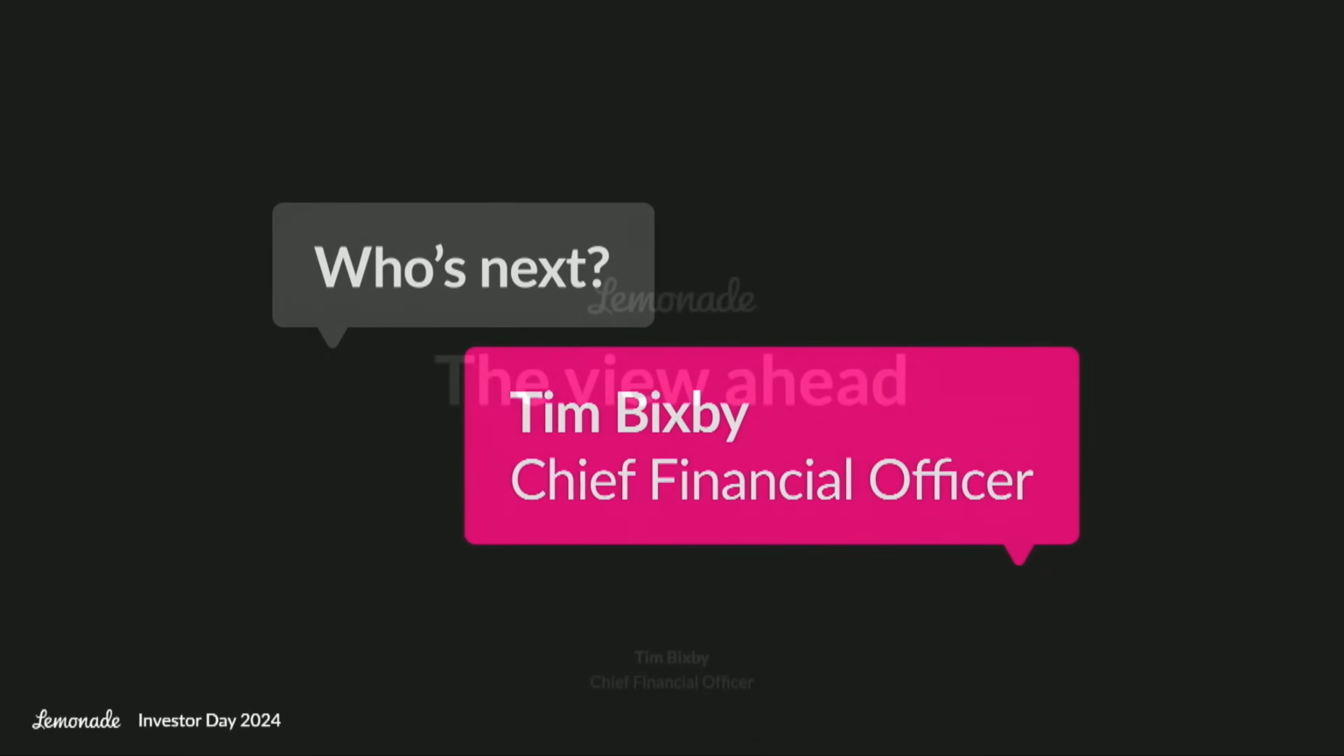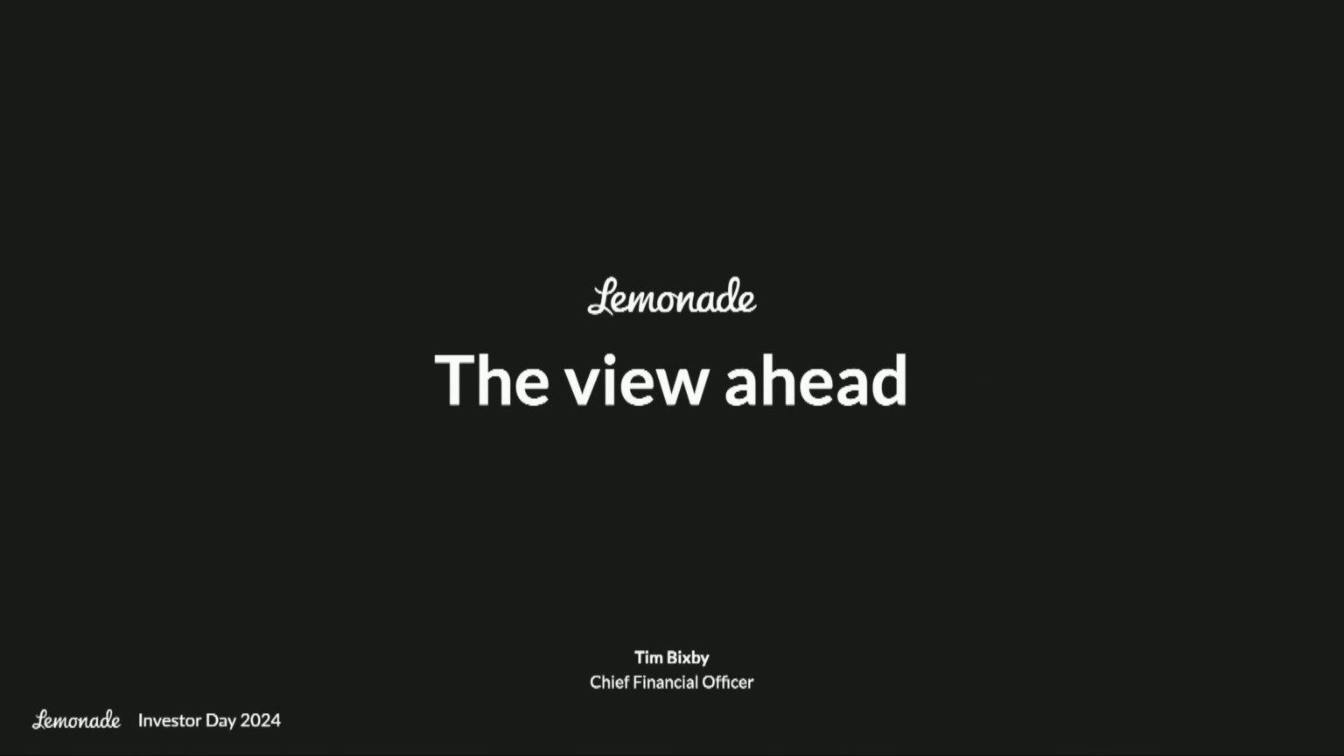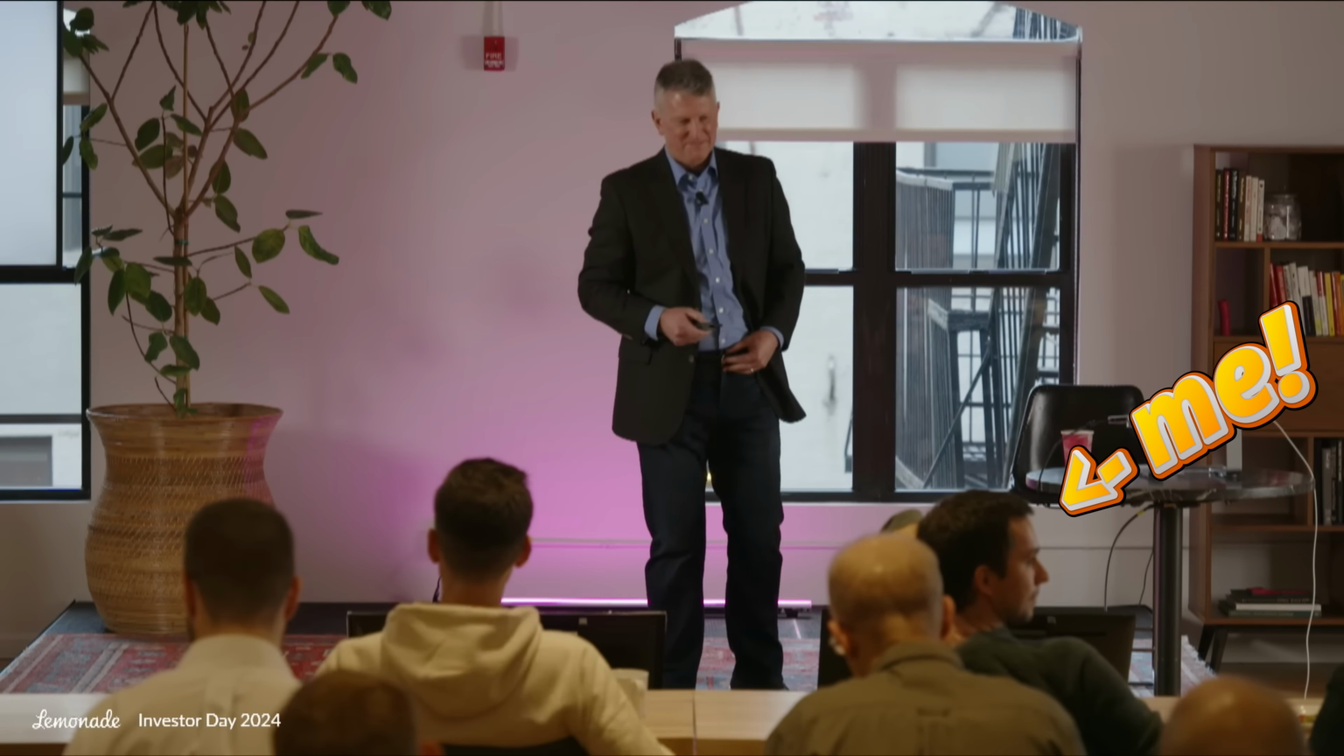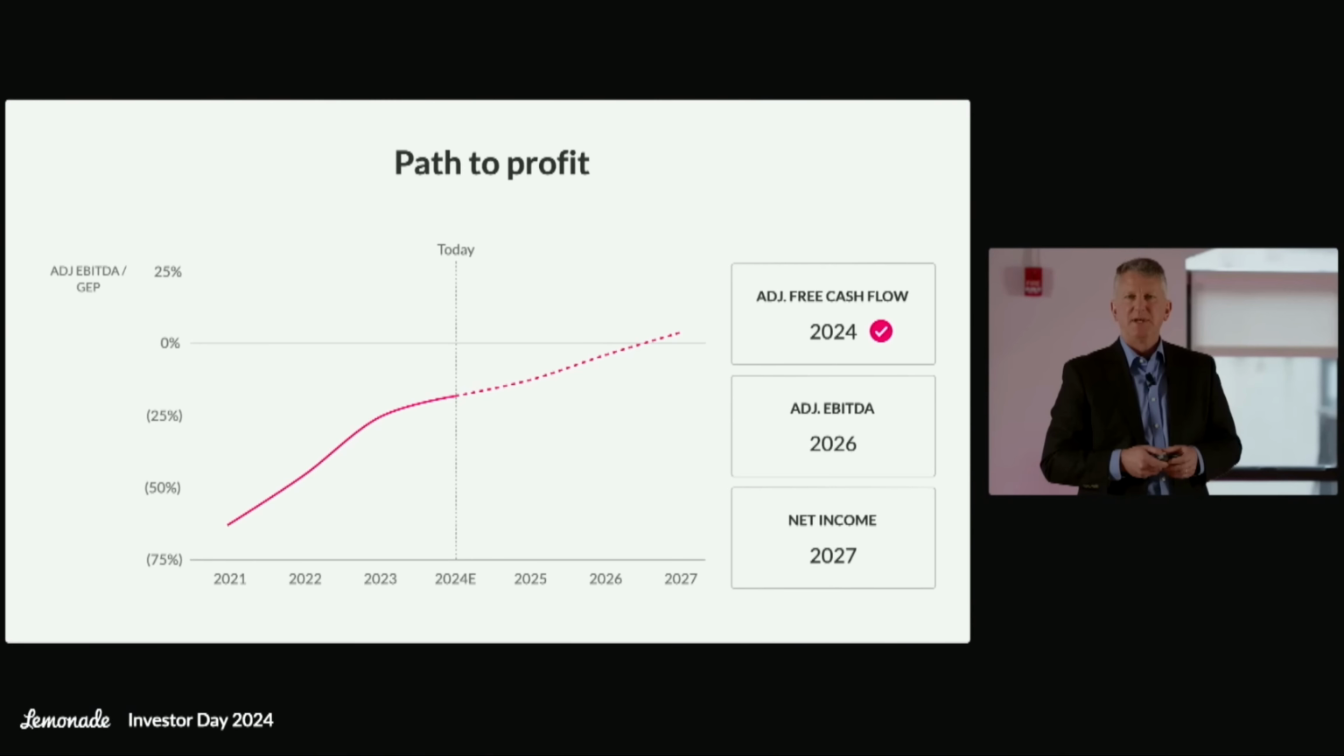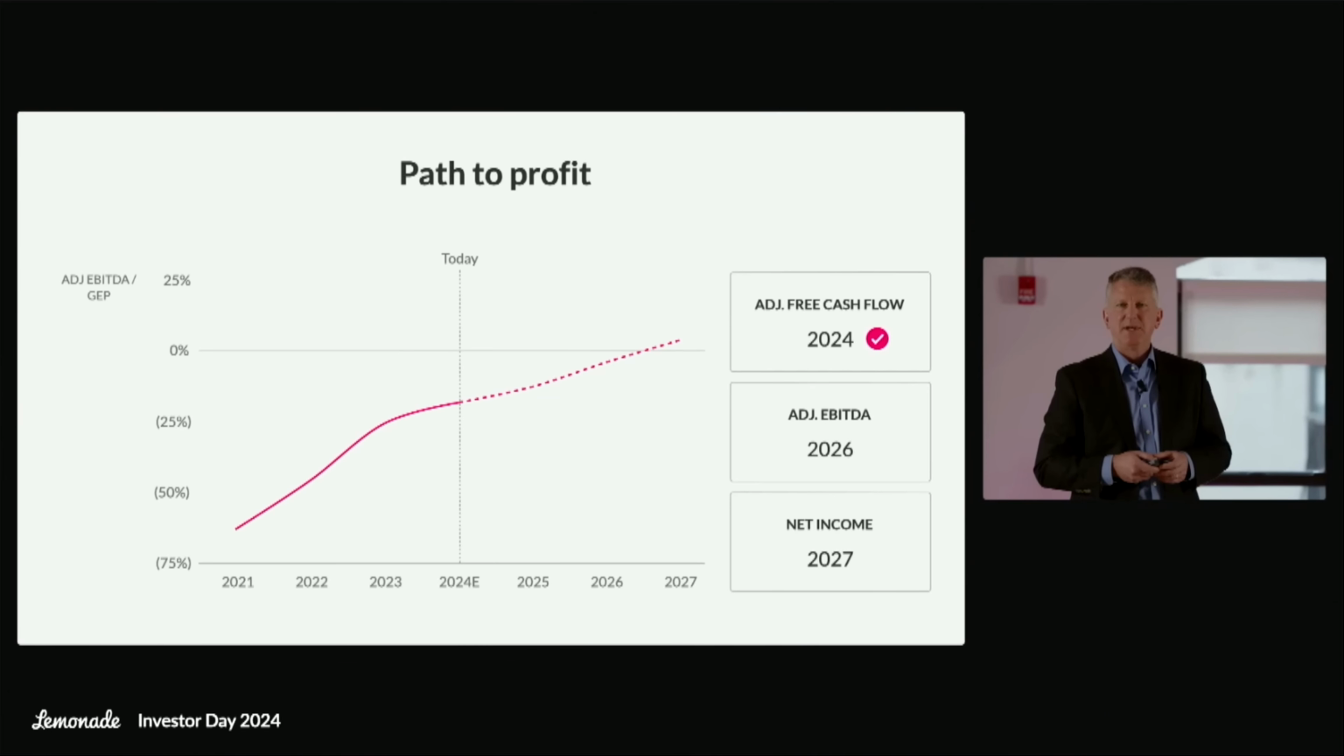We had their second Investor Day. Okay, so here we have the second Investor Day presentation from November of 2024. And here the CFO, Tim Bixby, is showing this graph that shows adjusted EBITDA divided by their gross earned premium. So basically, this graph is below zero as long as adjusted EBITDA is negative, and it flips to positive when adjusted EBITDA flips to positive. And you can see here on this graph that around 2026, 2027, it flips above zero.